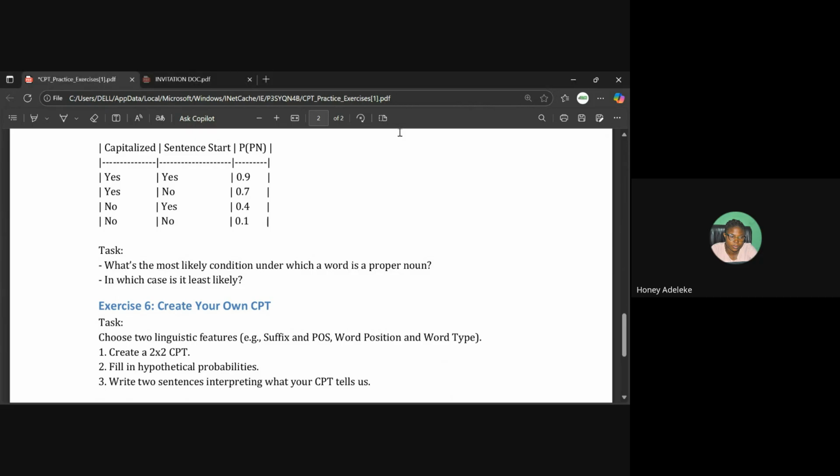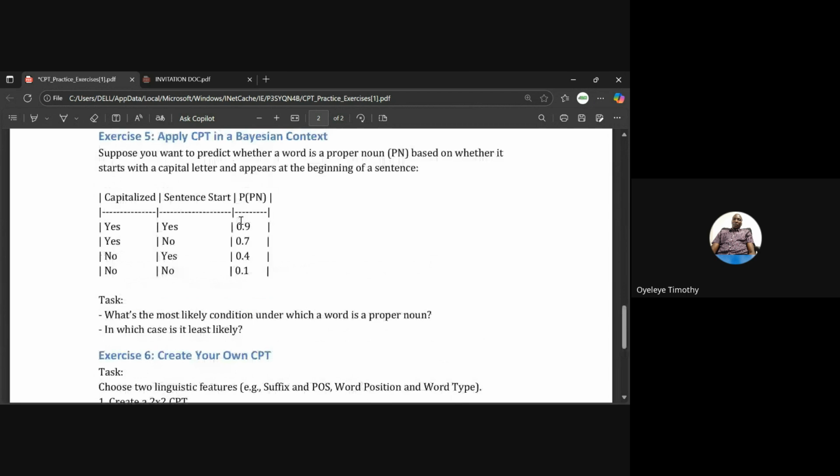You are talking about the probability. Yeah, well, can you explain why 0.9? How did you come to 0.9? When it is capitalized and at the starting of the sentence. Beautiful. Yes, thank you very much. 0.9. So the most likely condition is a word being capitalized and starting a sentence. There's a higher tendency, a 90% chance that that word is a proper noun.